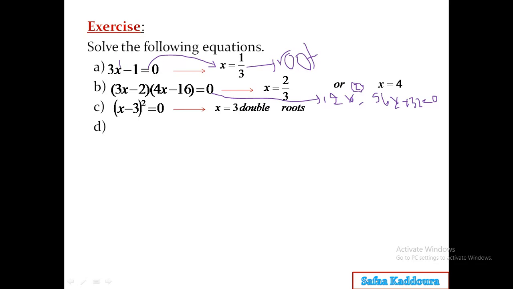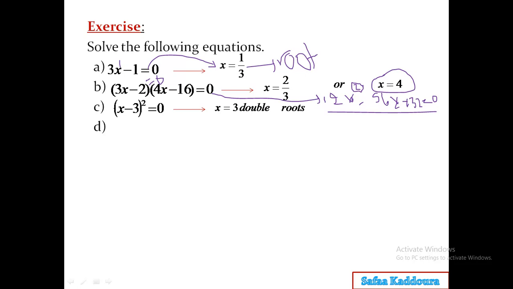3x minus 2 equal to 0, and this will give us x equal to 2 over 3. 4x minus 16 equal to 0, and this will give x equals 4. We have two different values of x for this equation, so we can call them two distinct roots.